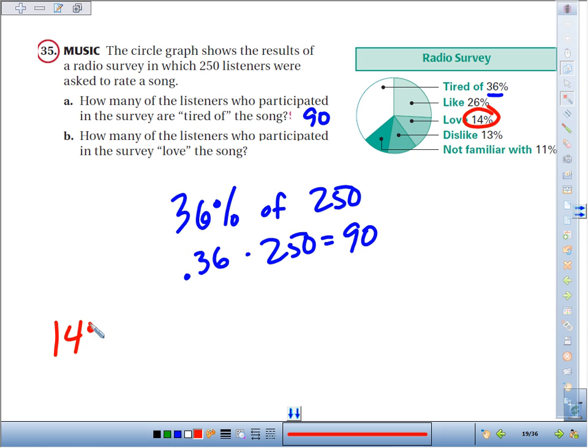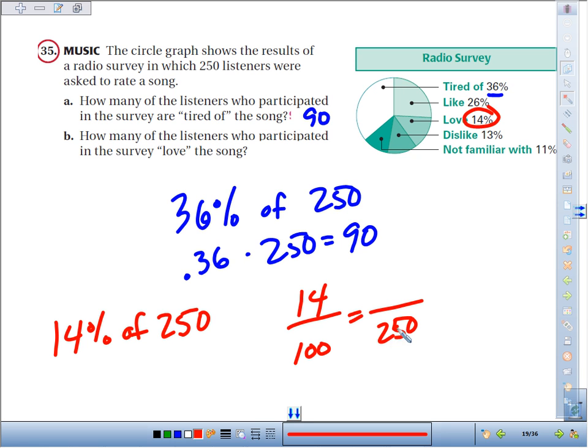So if we were to find 14% of the 250 listeners, maybe if you're a proportion person, you say 14%. That's 14 out of 100. It's out of 250 total people, so the total number is on the bottom. It's 100%. We're finding that. So we'll take 250 times 14, divide by 100, cross multiply and divide, and you find out that 35 people love the song.